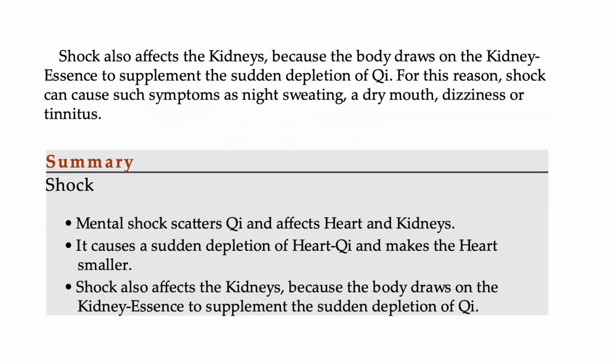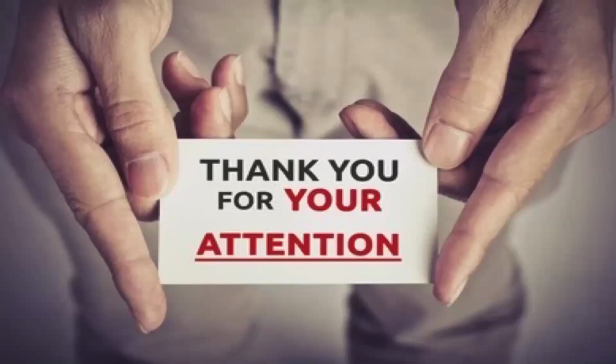So to summarize, mental shock scatters qi and affects the heart and kidneys. It causes a sudden depletion of heart qi and makes the heart smaller. Shock also affects the kidneys because the body draws on the kidney essence to supplement the sudden depletion of qi.